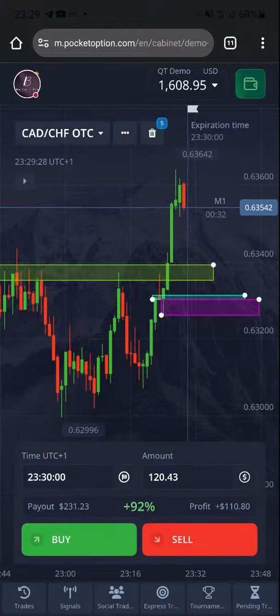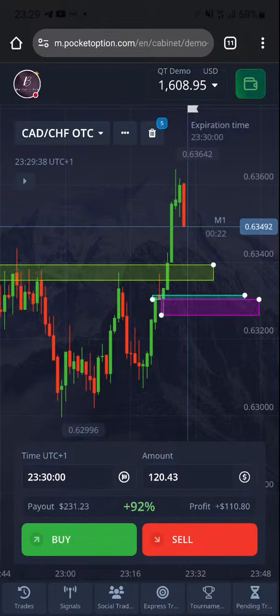So now, if we wait for price to come down into this entry, we can easily take the trade and go with the buyers. Immediately price enters inside that entry now, we'll take the trade. Excuse me, please.